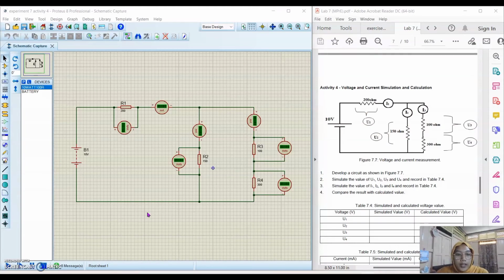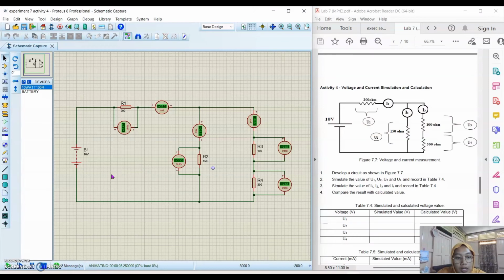In this activity, we need to check the current flow through R1, the current flow through R2, and the current flow through R3 and R4, and it also needs to check the voltage on R1, the voltage on R2, the voltage on R3, and the voltage on R4. Okay, let's run and check the value of each.